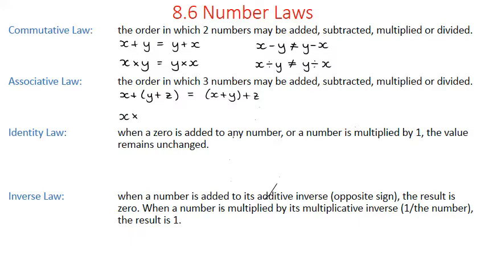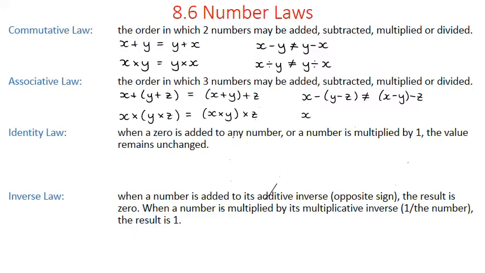So if we have x times y times z, BIDMAS tells us to do the brackets first and then multiply by x. It's exactly the same as if you did x times y and then times z. Again, very similar to the one above, if we have x minus y minus z, it's not the same as x minus y and then minus z.